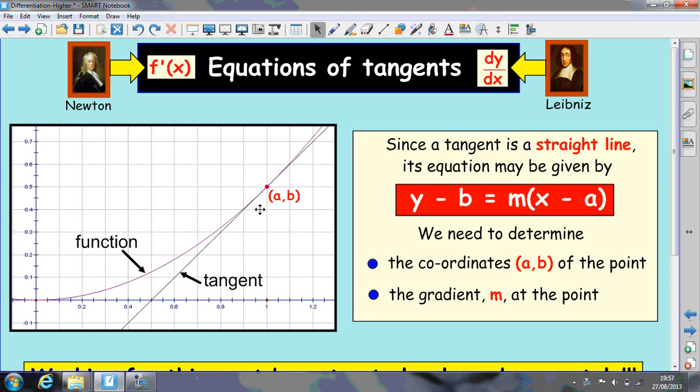So to find the equation of a straight line, you need the gradient and you need a point of contact. So here's your point, and we can work out the gradient of the tangent using differentiation. Once we've done that, we can use y - b = m(x - a) from the straight line topic to work out the equation of the tangent.